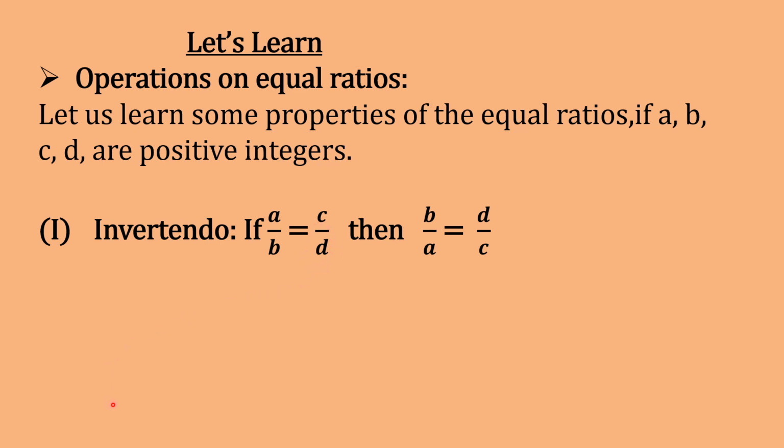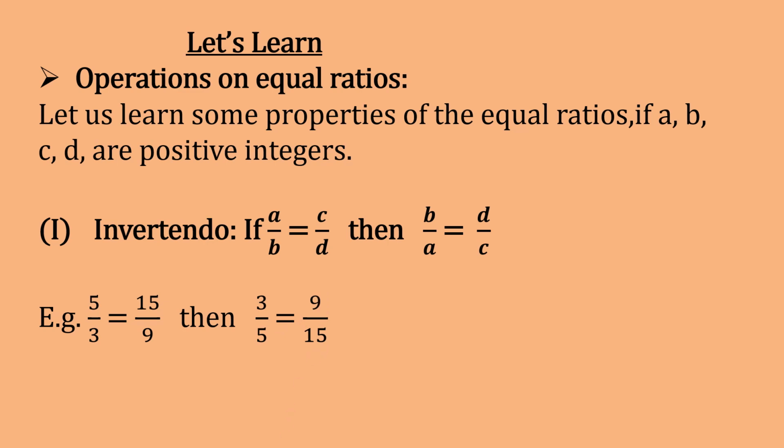Let's take one example. I've taken two ratios, that is 5 upon 3 equal to 15 upon 9. These are equivalent because 5 3s are 15, 3 3s are 9. If you cancel, both are divisible by 3's table, so you'll get 5 upon 3. So 5 upon 3 equals 15 upon 9. Then by applying invertendo, it will become 3 upon 5 equal to 9 upon 15.